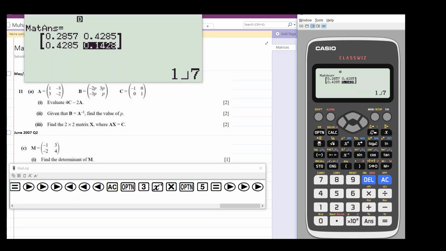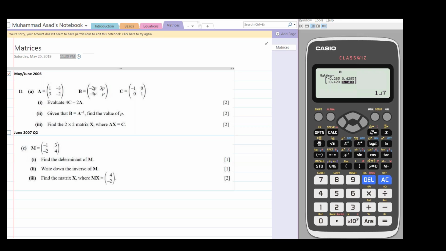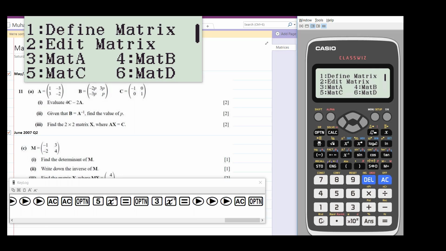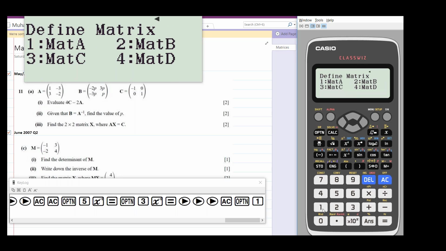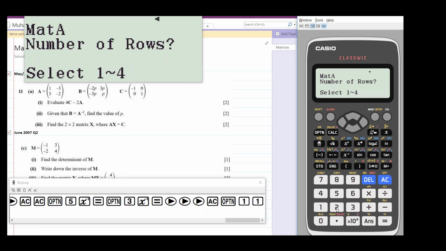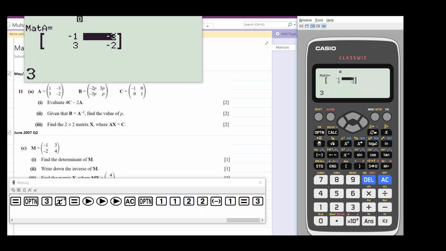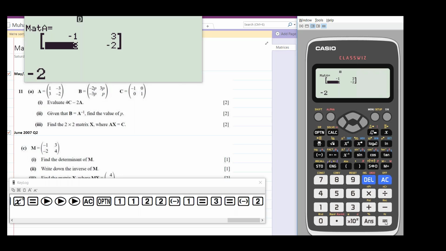Let's see the questions. Easy, but I have included this question because it is asking for the determinant and inverse and all that. So let's do this question. Suppose this matrix M, we will treat as matrix A. So option, define matrix, because if I don't define the matrix, it will use the old values. 1, matrix A, 2 rows and 2 columns. The values are -1, 3, -2, and 4.